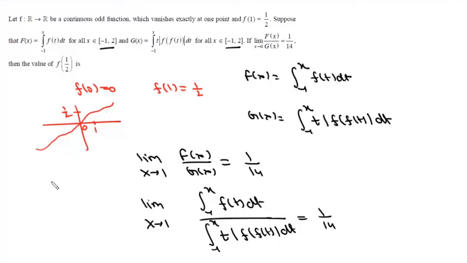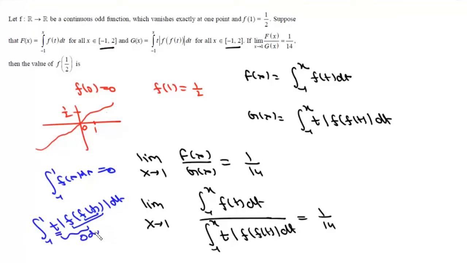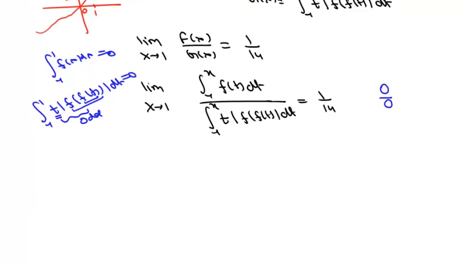Now if we put x as 1, then limits of this integral will be from minus 1 to 1, and we know that f of x is an odd function. So integral of an odd function from minus a to plus a will be simply 0. In the same way, this integral from minus 1 to 1 t into mod of f of f of t dt. Now f of t is odd, f of f of t will be odd, but this mod sign makes an even function, and this t is odd, so this function is an odd function. So again value of this integral will be 0. So this is 0 upon 0 form. Now if it is 0 upon 0 form, we can use L'Hopital's rule.